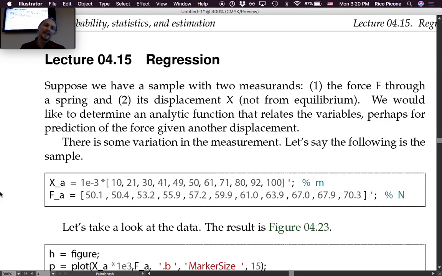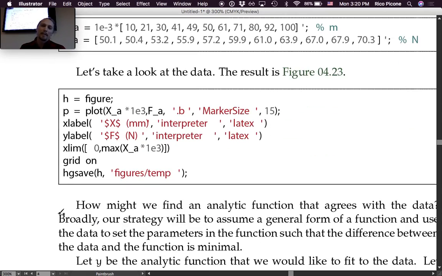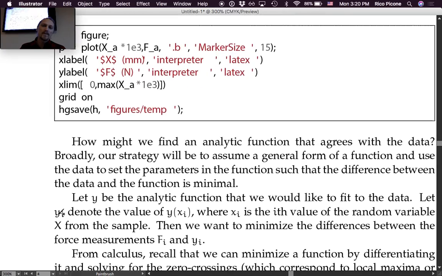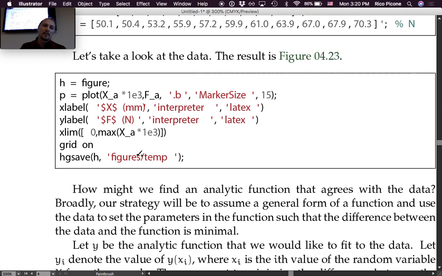So here is the data. We saw the plot. This was just me plotting it. I actually have been suppressing this. Once again, the code is available on the website. I'm pretty sure I put the code out on the website. If I didn't, then I will soon. So this is just plotting the data.